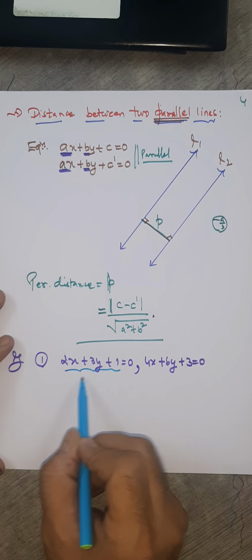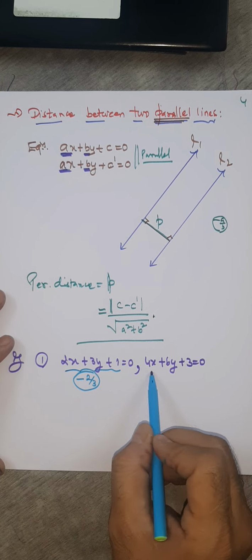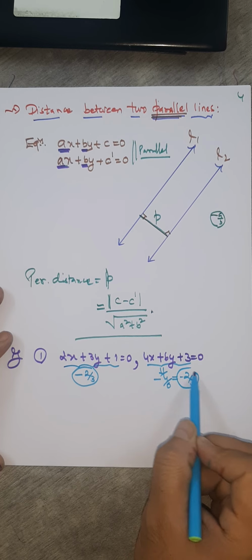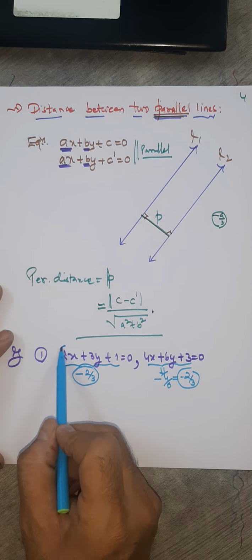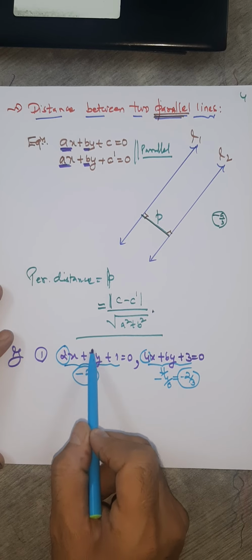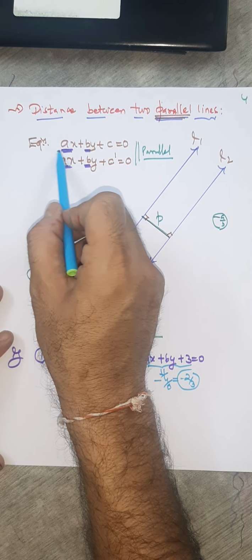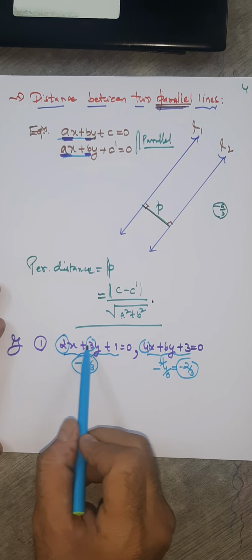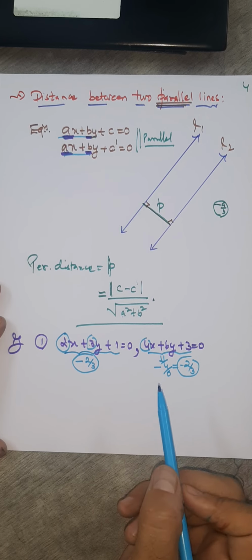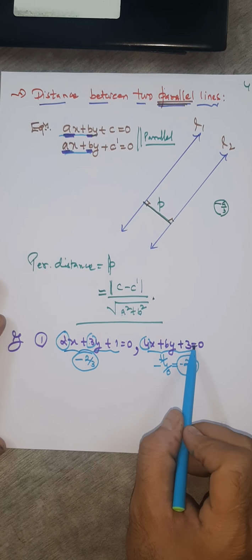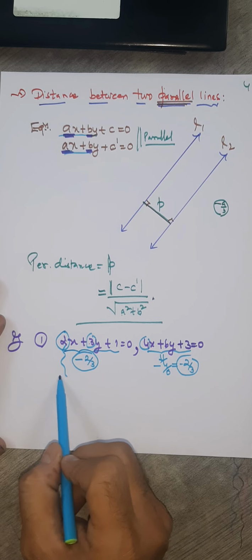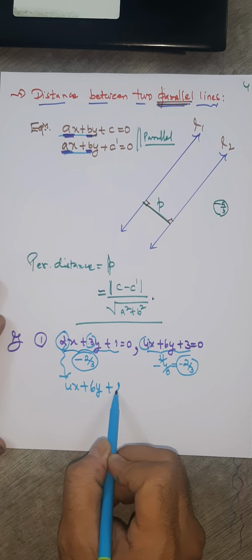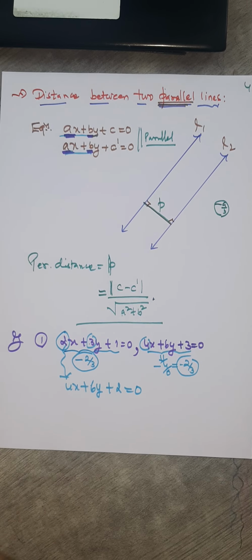What's the slope of this? Minus 2 by 3. What's the slope of this? Minus 4 by 6, which is again minus 2 by 3. Slopes are equal, they are parallel. But the coefficients are different. You see here 2, here 4; here 3, here 6. So as per this theory, you need to make the coefficients equal. Otherwise, how do you choose a and b? You can take 2, 3 or 4, 6. That question arises. So there are two ways: either you divide by 2 or you multiply this by 2. The choice is yours. I'm multiplying throughout the equation by 2. The slope remains the same, remember. You can verify.